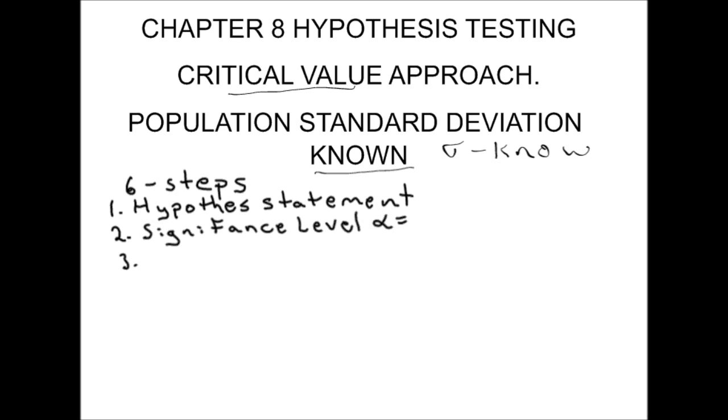The third step is to find the critical value or values, depending on whether it's one-tailed or two-tailed. The fourth is to calculate the test stat, or test statistic.